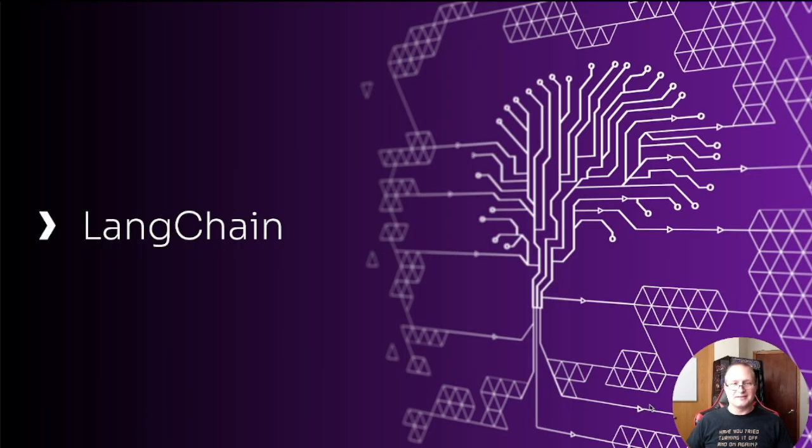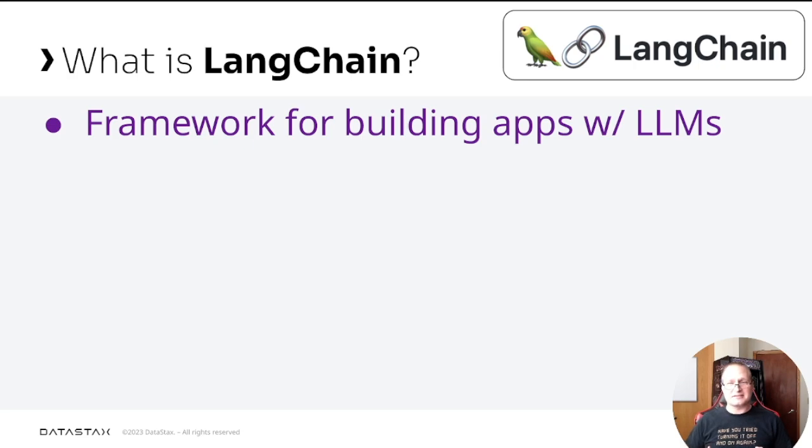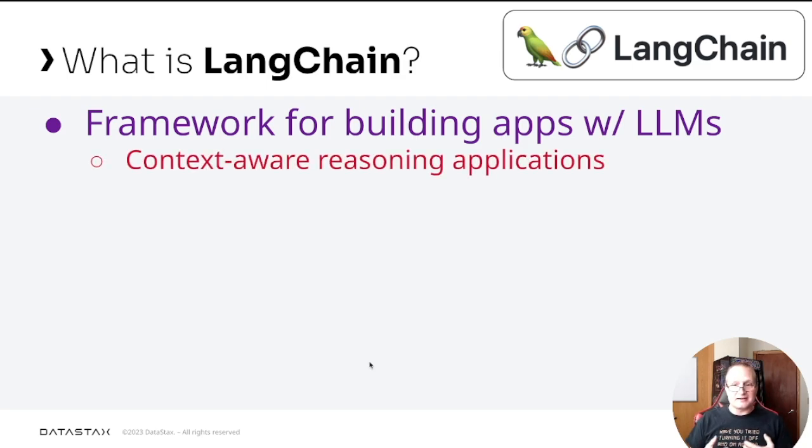All right, let's have a look at LangChain. So just what is LangChain? Essentially, it's a framework for building AI-powered applications with large language models. The idea is that it allows for applications that are context-aware and can reason based on the context or the corpus of words in the model.